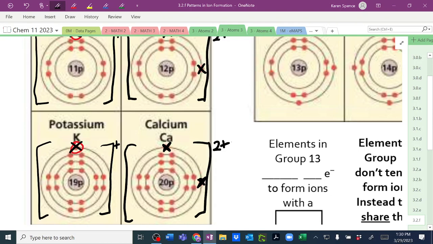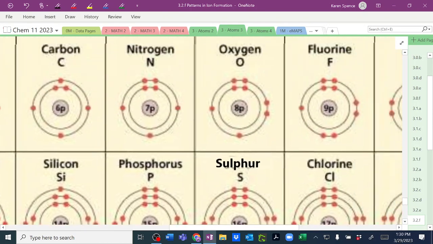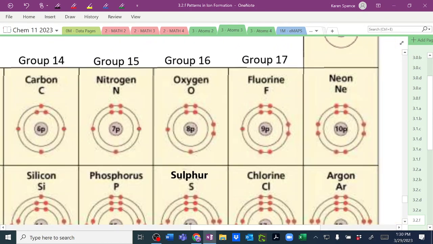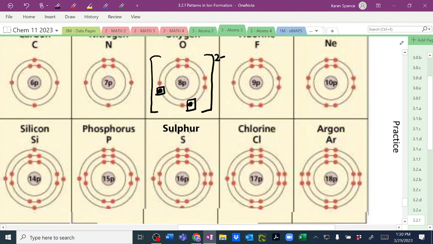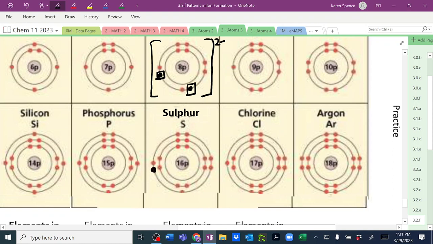Let's just do one non-metal group. Okay. Let's do group 16. Oxygen has how many holes? It has 2 holes, so we can fill those holes in with electrons. And now the charge is how much? 2-. And we can do the same thing for sulfur. We can fill in those extra electrons. The charge becomes 2-.